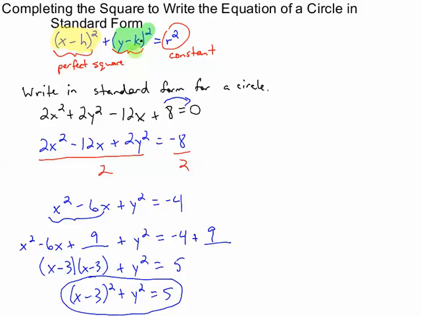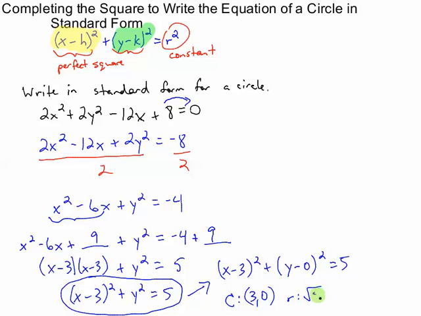Now, you may be confused by this. It doesn't look quite like this. So if you prefer, you could write it as x minus 3 squared plus y minus 0 squared equals 5. And in either case, you could see that the center is 3, 0, and that your radius is the square root of 5.